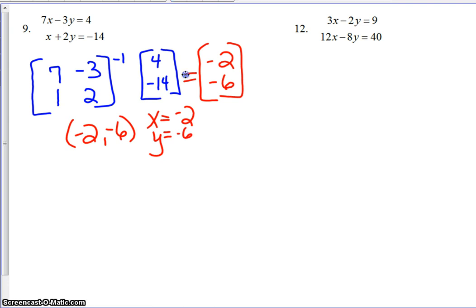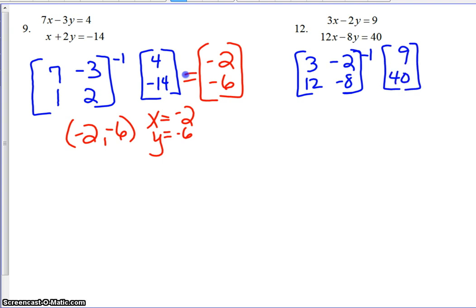Now let me show you just how I would set up the other one, just kind of quickly going over it. It's 3, -2, 12, -8. I would take the inverse of this first matrix and multiply it by 9, 40, okay? So again, I would go through the exact same process on the calculator and multiply it.